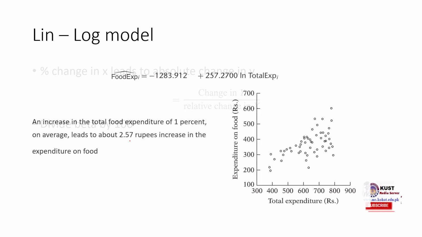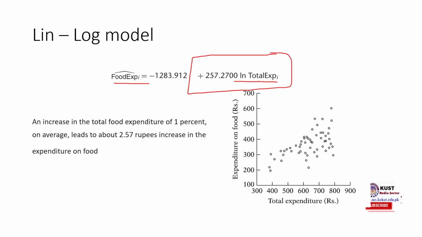Here you need to divide it. So in this example, we have food expenditure, which is in linear form. The total expenditure is in natural log form, and our beta coefficient is 257. So how would we interpret it? An increase in the total expenditure of 1%. Remember, the independent variable is in log form, so we would interpret it in percentage form.